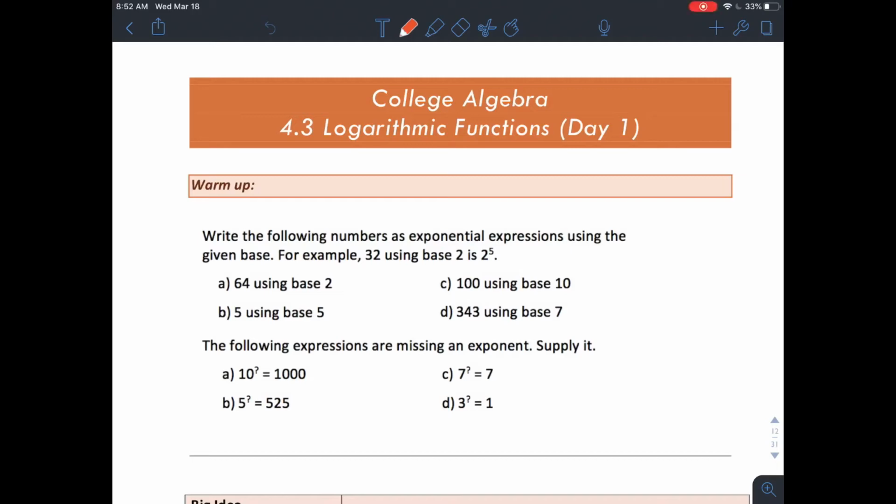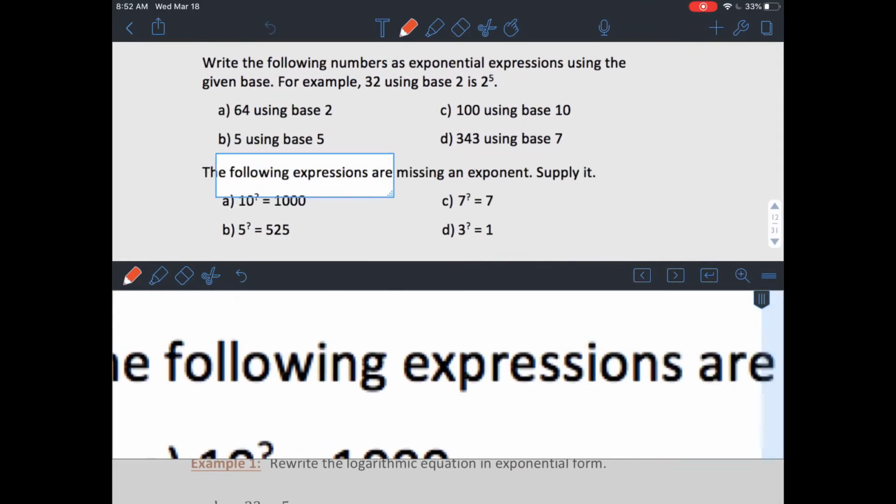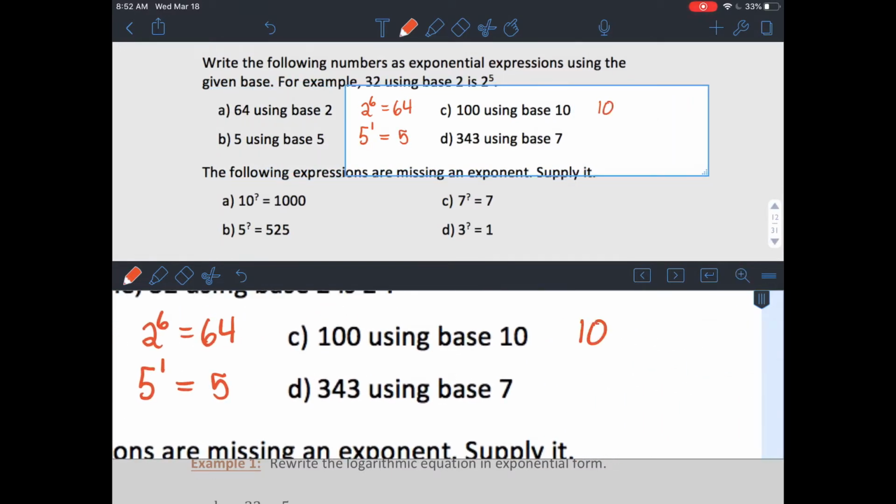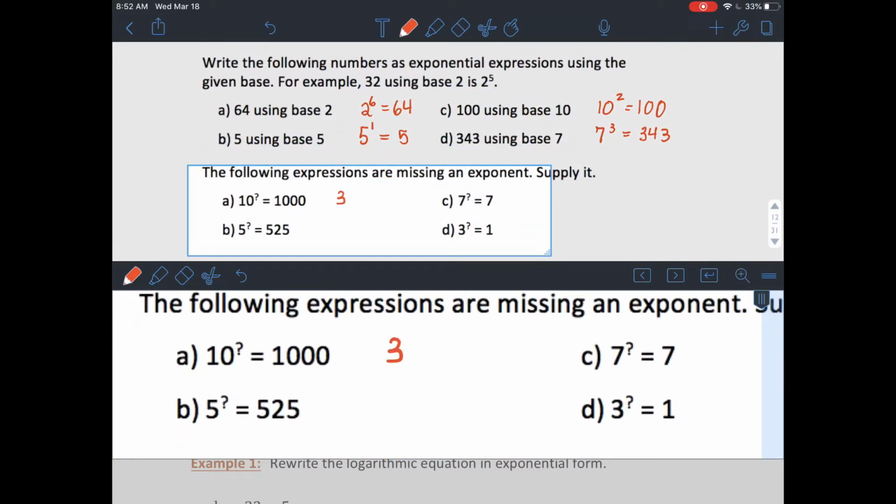So today we're looking at some logarithms, which if you remember from Algebra 2 are really just exponents. So if you think about writing an exponential function with a certain base, like 64, you could write it with base 2 as 2 to the 6th, 5 using base 5 is 5 to the 1st, 100 using base 10 is 10 to the 2nd, and so on and so forth.